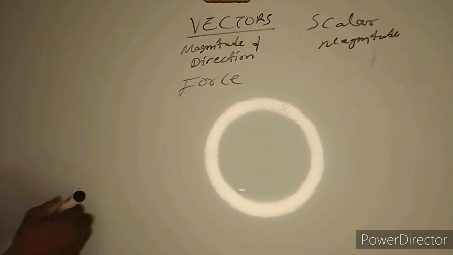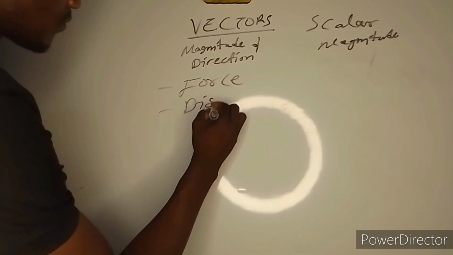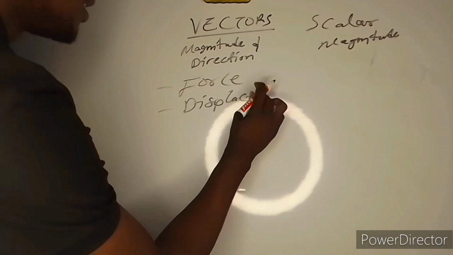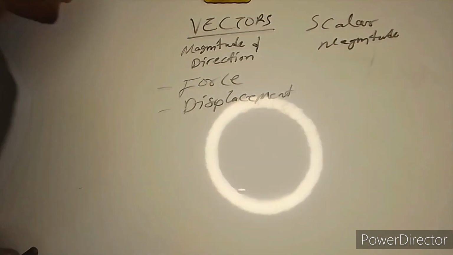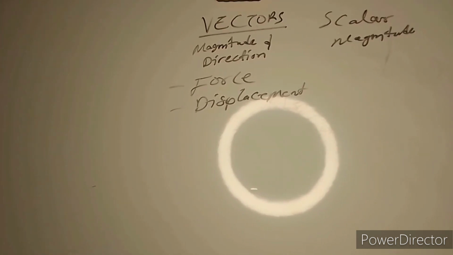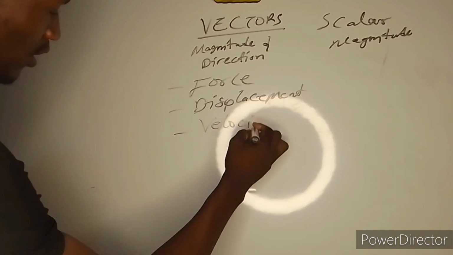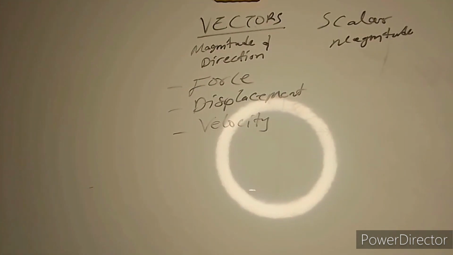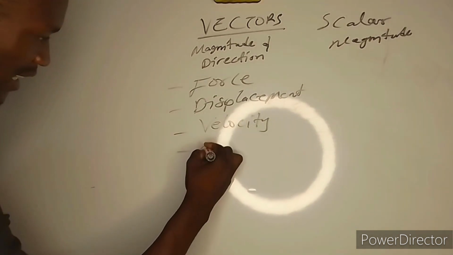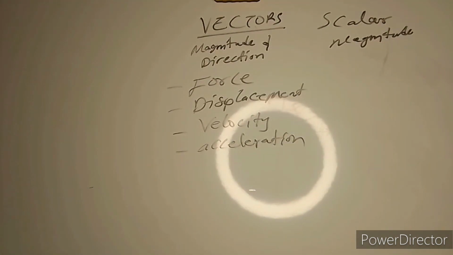Then apart from force, we can also give an example of displacement. From the word displacement, we find that displacement is defined as the change of position in a specific direction. Then apart from that, we can also look at velocity. Apart from velocity, we also have acceleration.